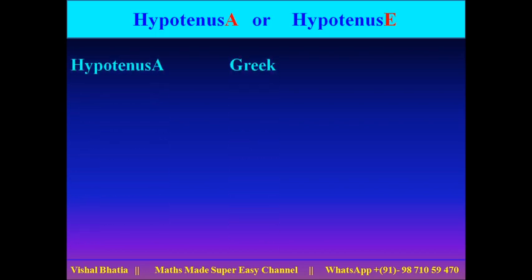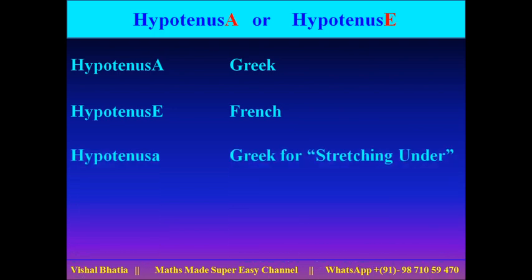The original word is hypotenusa, which comes from the Greek language, and when it was taken over by the French people, it came to be known as the hypotenuse. And the original meaning of the word hypotenusa is actually Greek for stretching under.